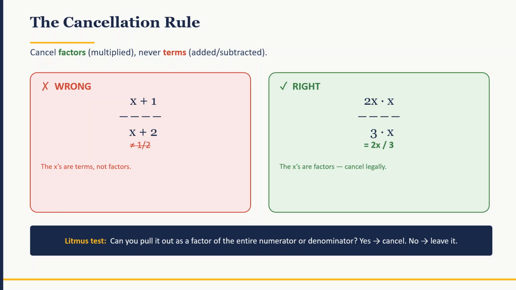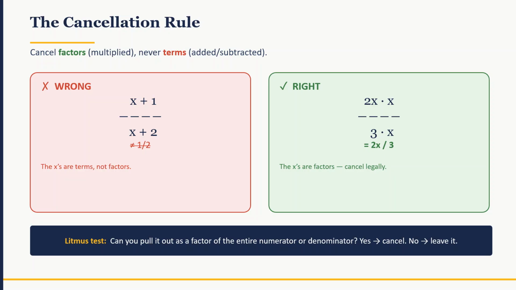They cannot be canceled. Right. 2x times x over 3 times x equals 2x over 3. Here, the x's in numerator and denominator are factors, multiplied, and the x cancels cleanly.